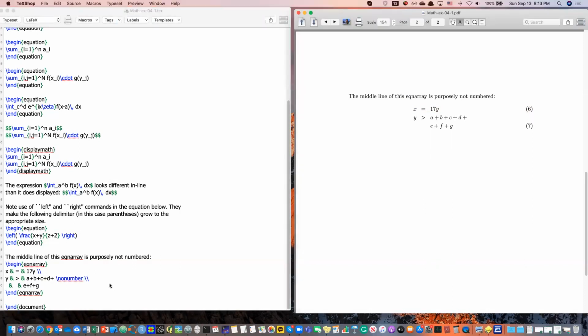But what if we don't want to put the equation number on any line? Then you just say eqnarray and put the star. Then that will give you no number. Okay, keep in mind this.